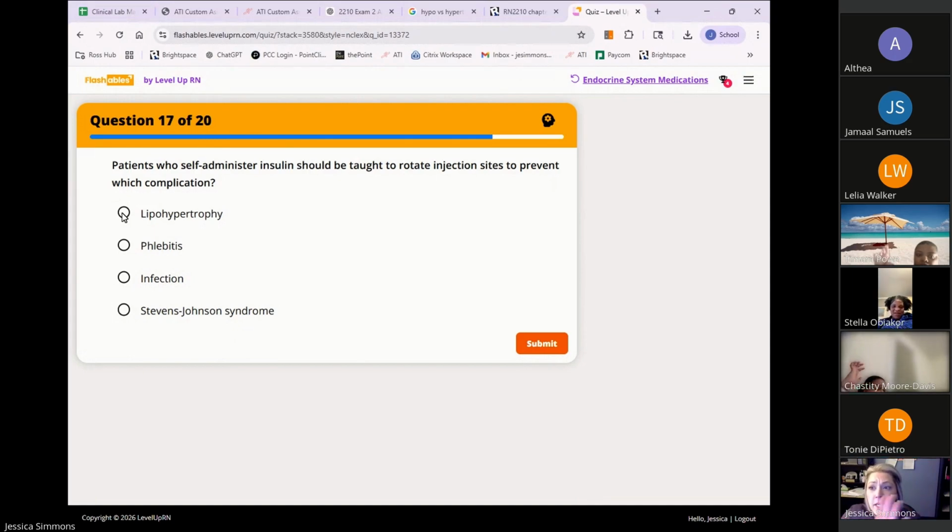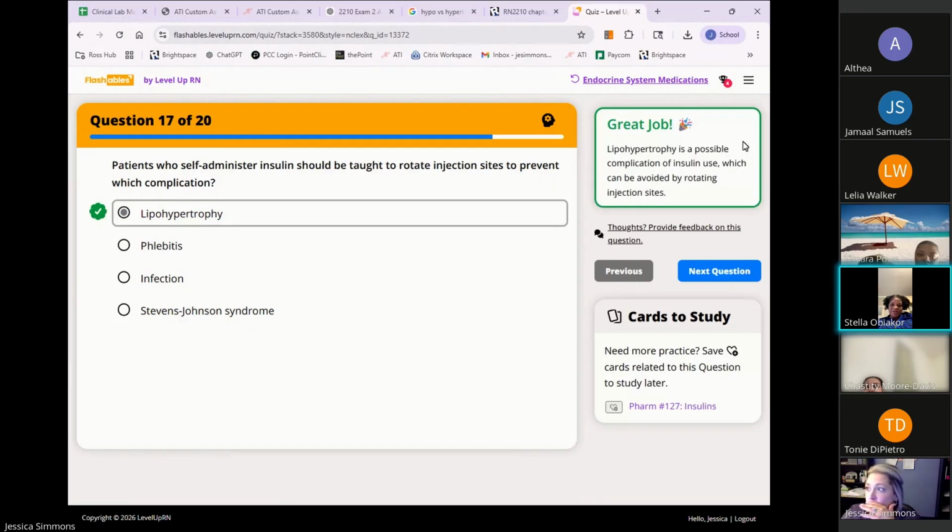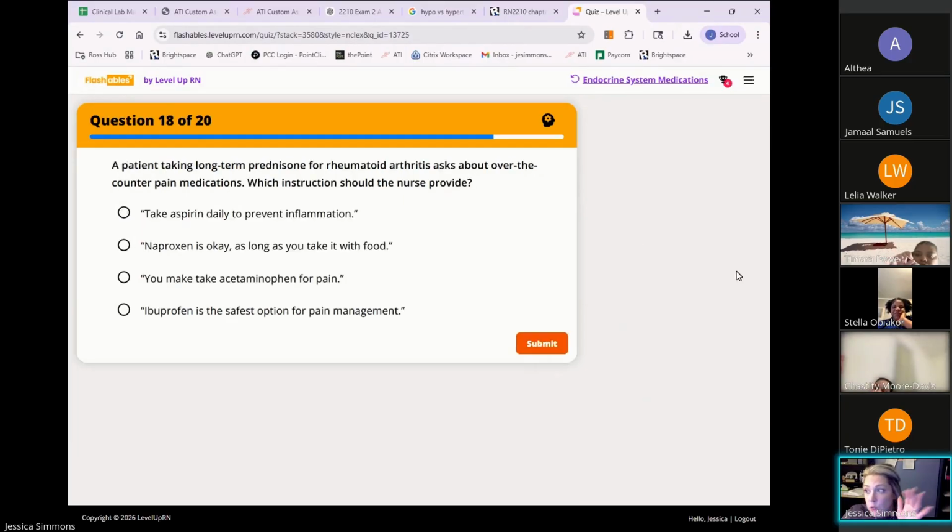Watch me be completely wrong, by the way. Is that like lipoma or something? Here we go. It's lipohypertrophy because of the fat cells. Lipids, fat cells is a possible complication of insulin use, which can be avoided by rotating injection sites. This is when you inject again and again in the same place, and it causes those skin tissue issues.